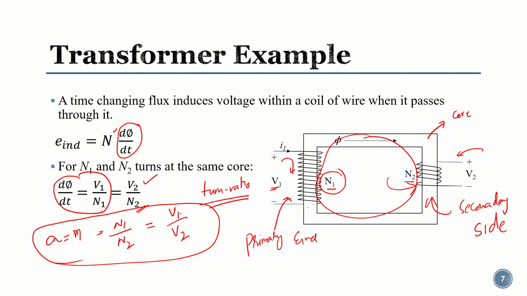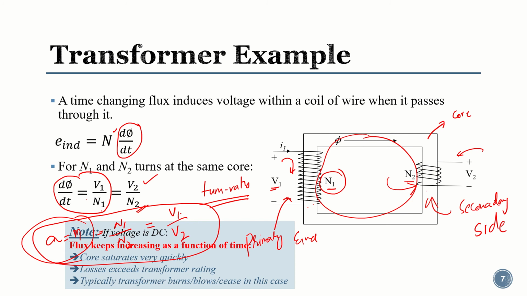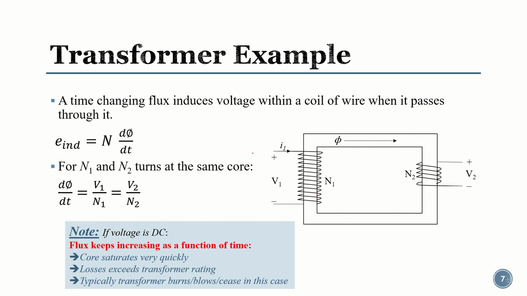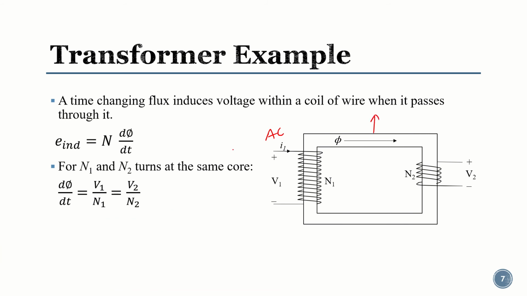And this is a very important parameter, which defines whether we are doing a step up or step down operation of the transformer. So basically, usually the transformer changes the AC signal to high voltage or low voltage. Okay, step up or step down.